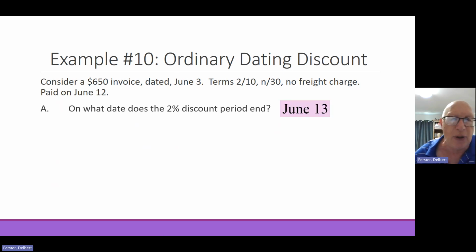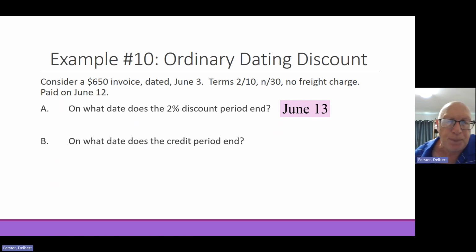Look at that. It's almost like I built a PowerPoint. So the way the 10 plays, the 3rd doesn't count as one of the days. You add 10 onto it, and the 13th does count as day 10. Second question. On what date does the credit period end?